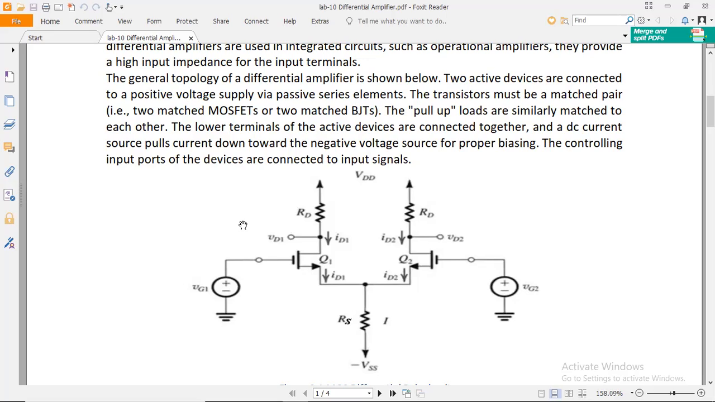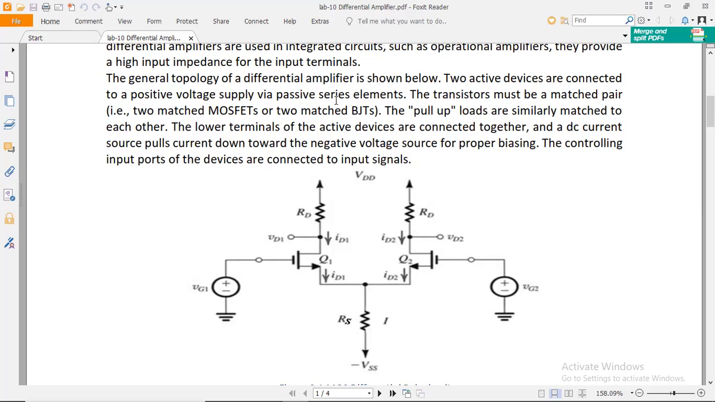Passive series elements. Passive elements are those which consume electricity. They do not store energy. So passive elements are devices which can only consume electricity; they cannot store or save electricity in their internal device. Those devices which store electricity themselves are called active elements, and passive are the opposite of them.